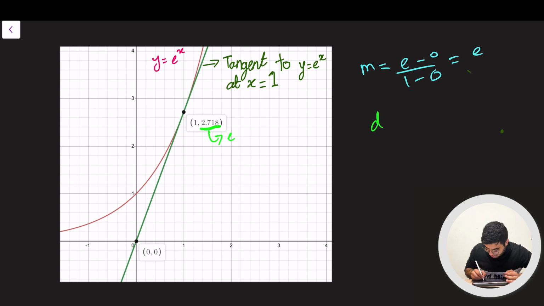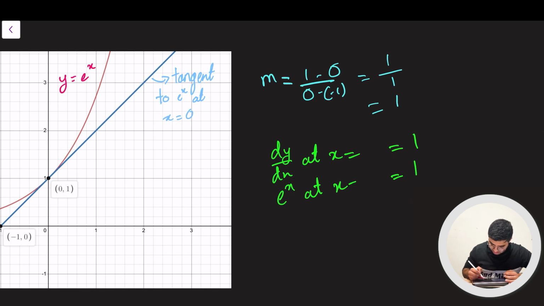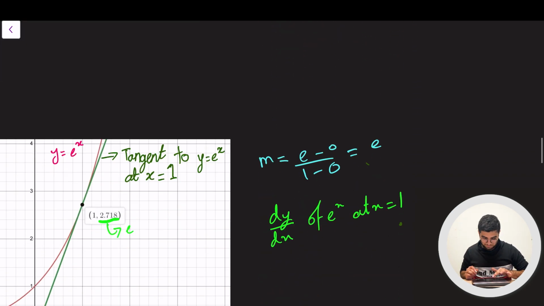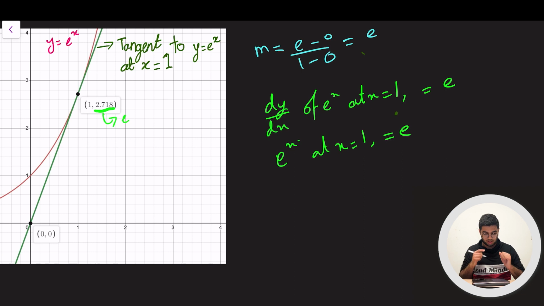So the same thing as before, the derivative of e to the x at x is equal to 1. Did I write 1 there? Oh, this is supposed to be 0. Good, that's where we found it. My apologies. So at x equals 1, the derivative equals e. And e to the x itself at x equals 1 equals e, because you put that 1 there at the x, and anything to the power of 1 is just itself.